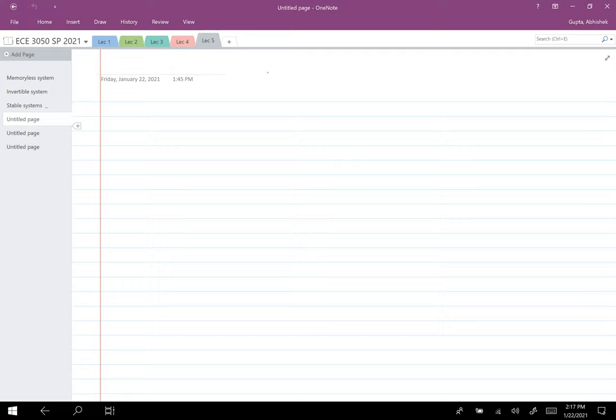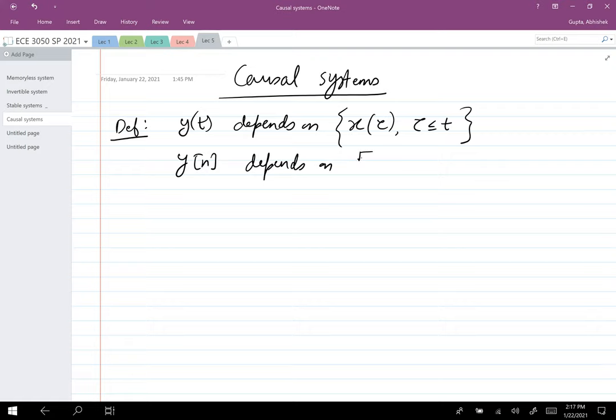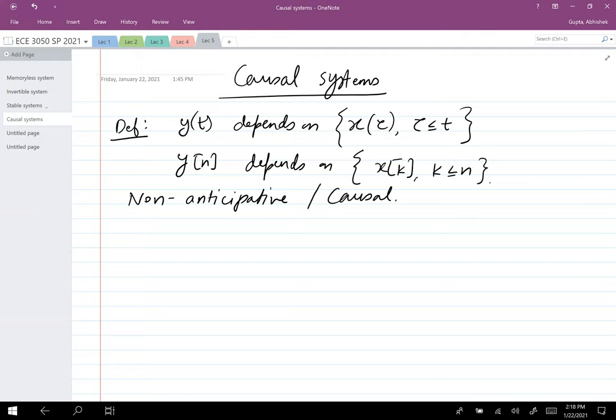Okay, let's talk about time invariance. Oh, I missed causality. So let's talk about causal systems. So the definition of a causal system: y(t) depends on x(tau), tau less than or equal to t. y[n] depends on x[m] or x[k], k less than or equal to n. So these are causal systems. They do not anticipate future values. Non-anticipative or causal, both are used synonymously in the signals and systems literature. Non-anticipative or causal, they mean the same thing.